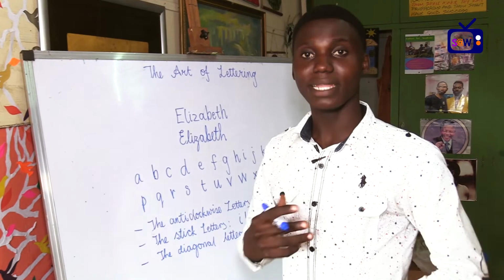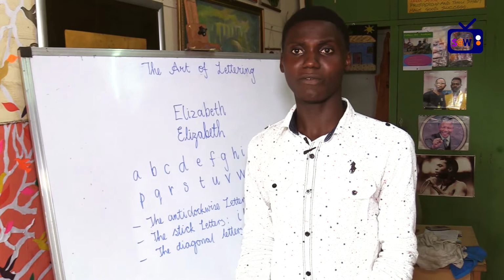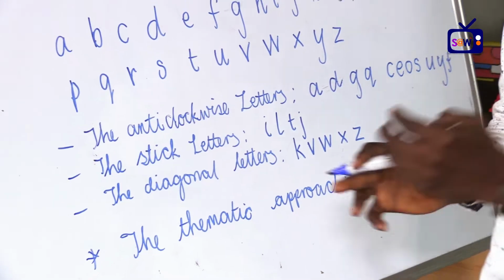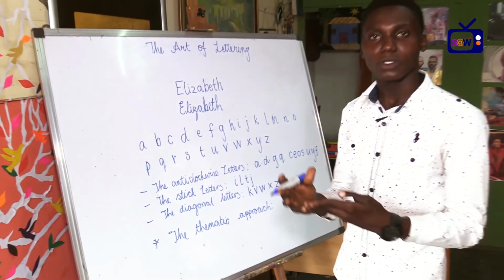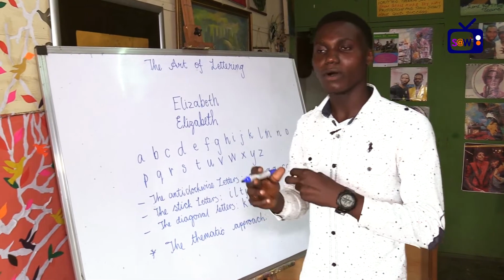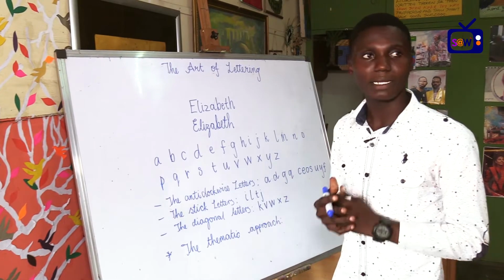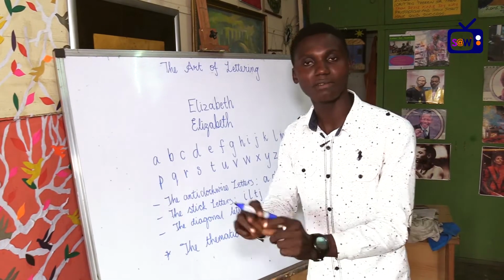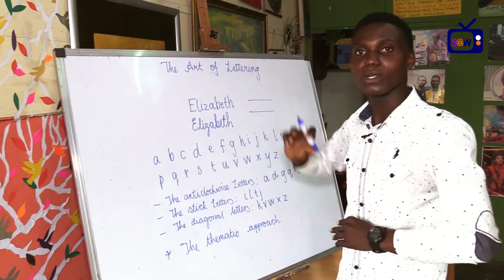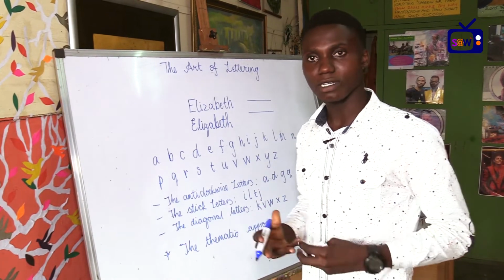So we're going to go into the next approach on how to teach handwriting, or on the formation of letters, which is the thematic approach. This method groups letters based on their arrangement on an imaginary line. What do I mean by the line? Your normal notebook has lines. This method groups letters based on how they are arranged on the line, and this method also groups letters in three categories.